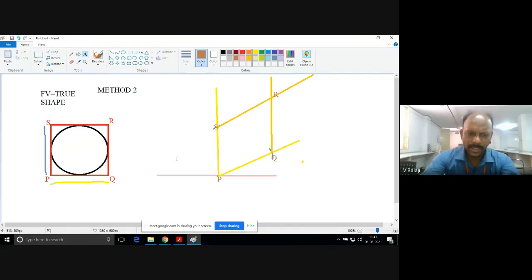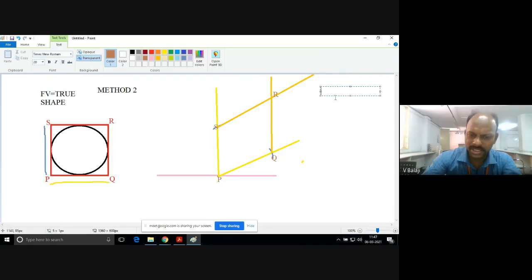Now you need to convert the circle. In isometric view, a circle will appear as an ellipse. Which method do we follow to draw the ellipse inside this rhombus? Four center method. Very good, four center method.